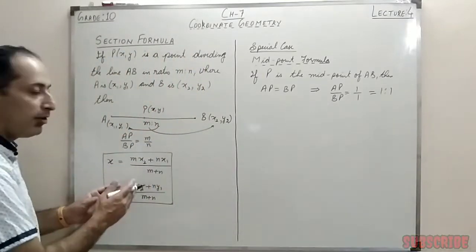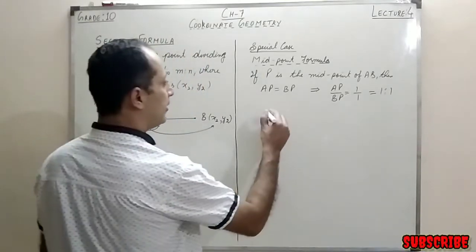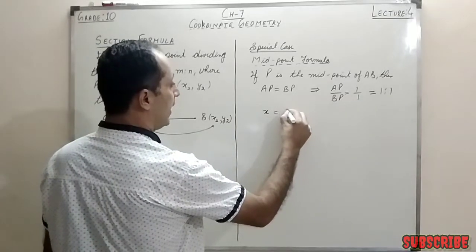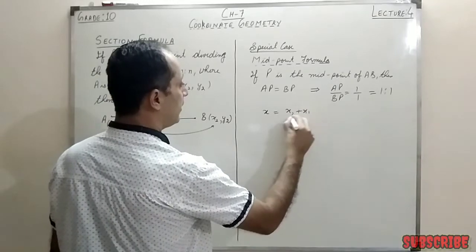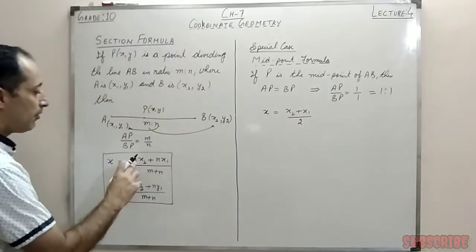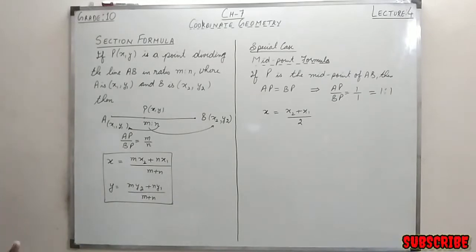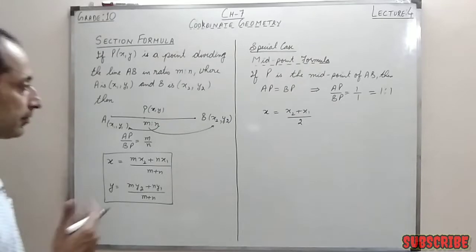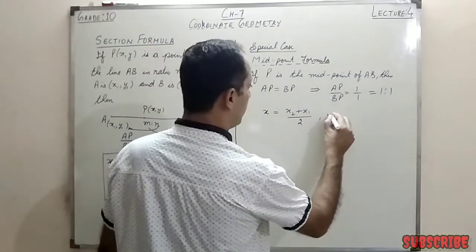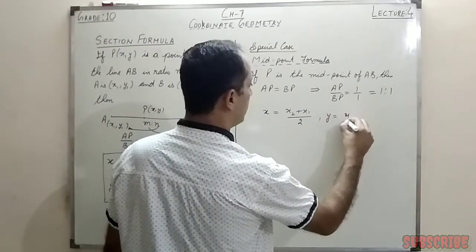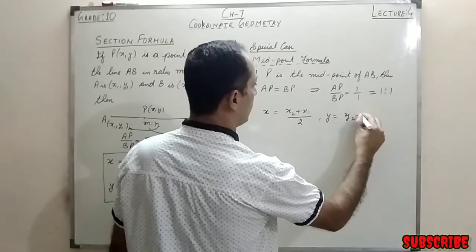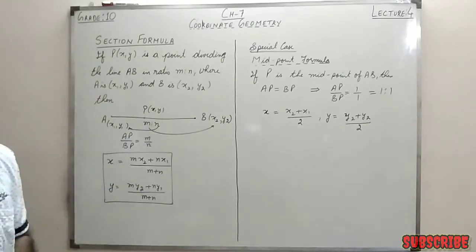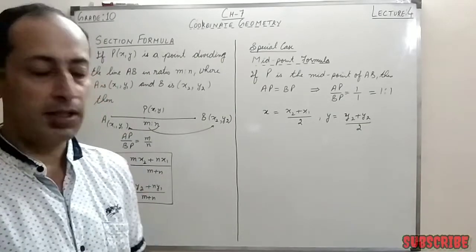And if I substitute the values of m and n here, I get the x coordinate of P as (x2 + x1) upon 2. See how, if I put 1 here, 1 into x2 is x2, 1 into x1 is x1, and in the denominator 1 plus 1 becomes 2. Similarly, the y coordinate would be (y2 + y1) upon 2, right? So this is also called the midpoint formula.